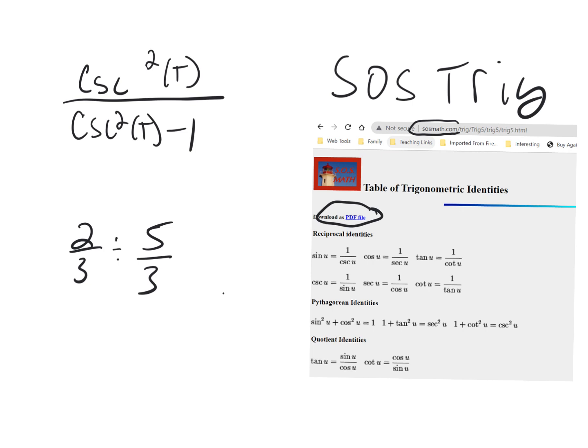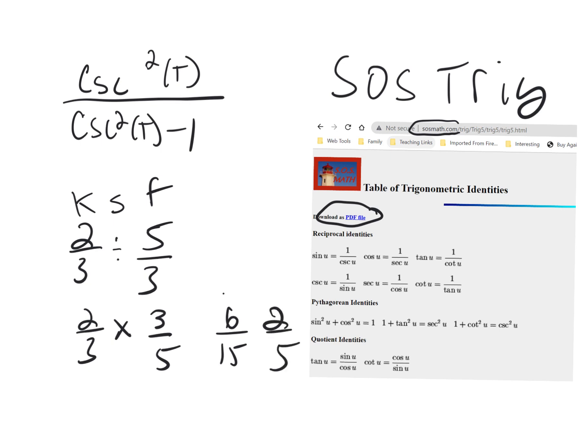My ninth graders are telling me this year that they were told to keep, switch, flip. So we're going to keep the 2/3, switch the division to multiplication, and flip the second fraction. Then what they like to do is say, oh, that's going to be 6 over 15, and then I can divide each of those by 3, and that's 2 over 5.